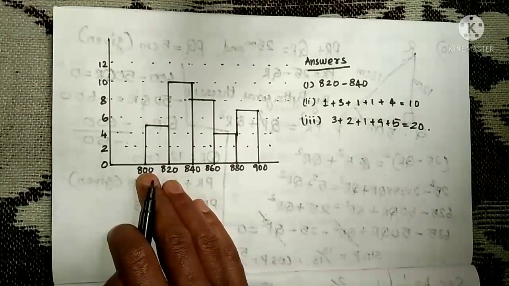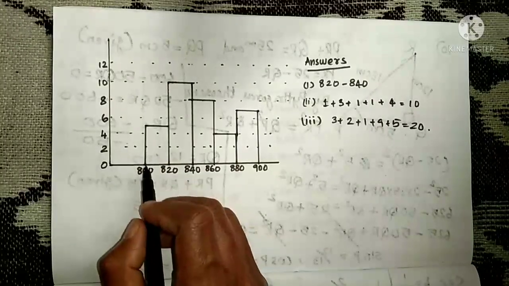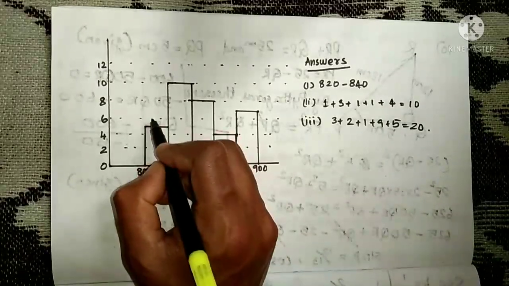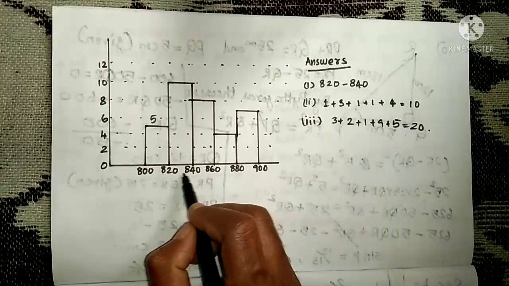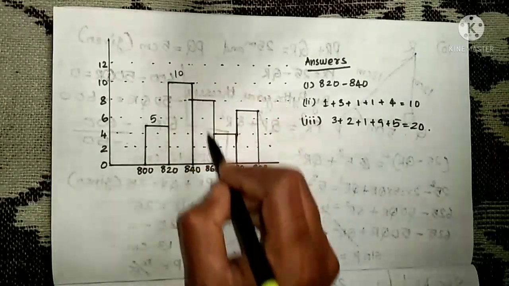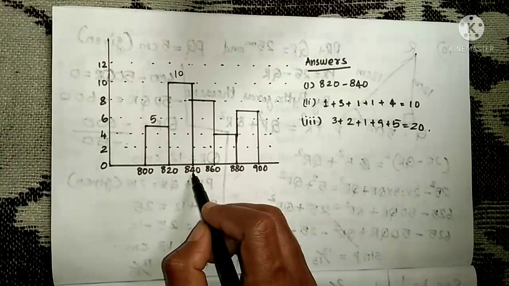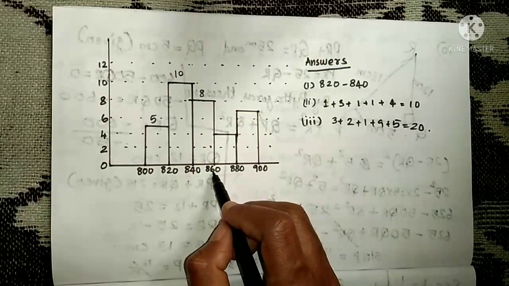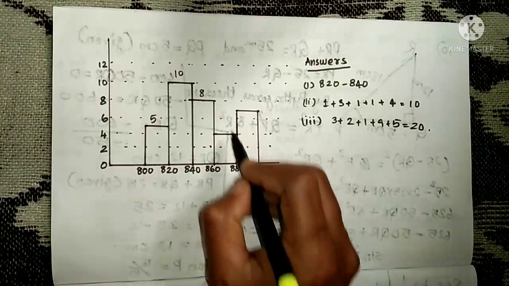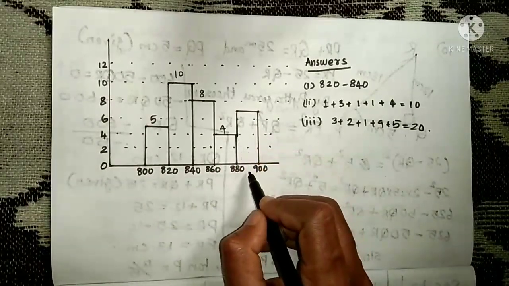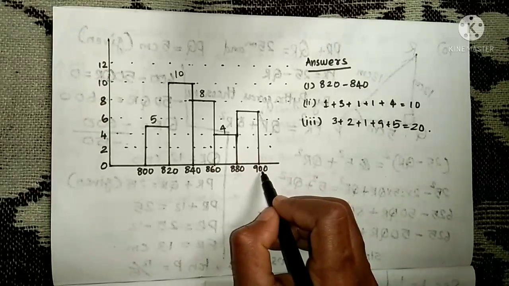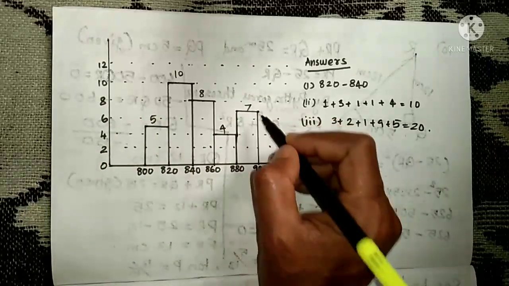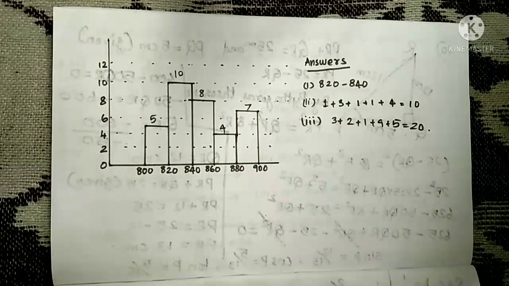So here is the histogram. I already did it. 800 to 820, there are 5 workers. 820 to 840, 10 workers are getting these wages. 840 to 860, 8 workers. 860 to 880, 4 workers. 880 to 900, that is 7 workers. Based on that, we have to answer.